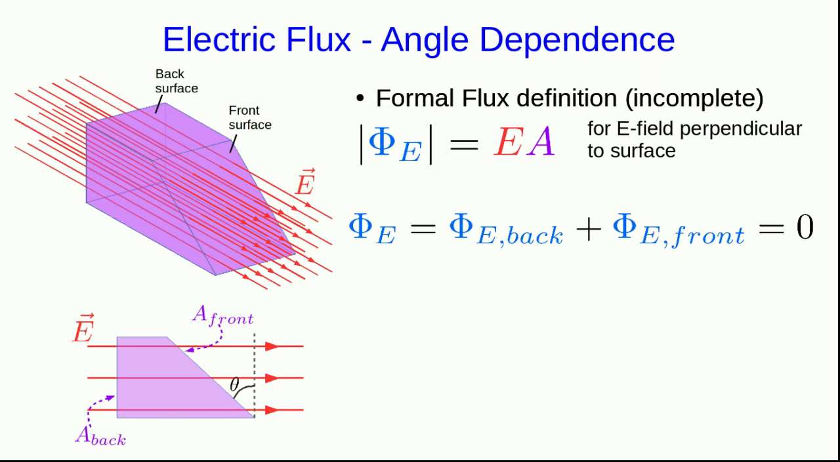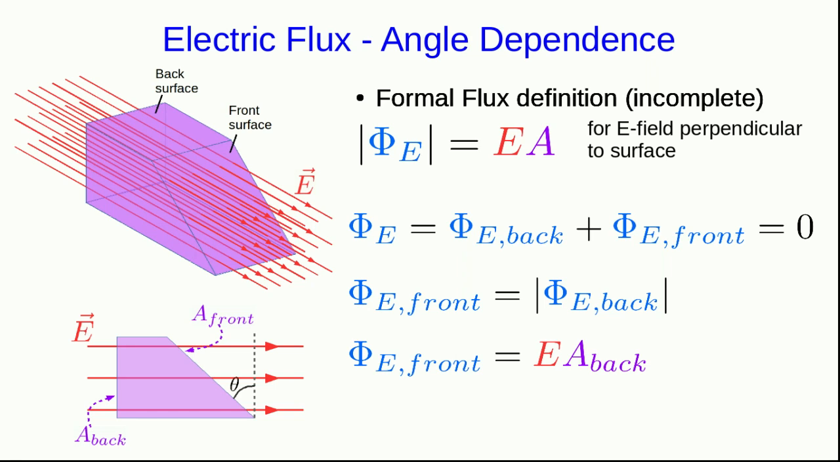our angle dependence. So note that this means that the flux through the back, which is negative, plus that positive flux through the front is 0, or in other words, the flux through the front is just the absolute value of the flux through the back. And the point of this shape was that the back surface is perpendicular to the E field, and so calculating the flux through the back is straightforward.